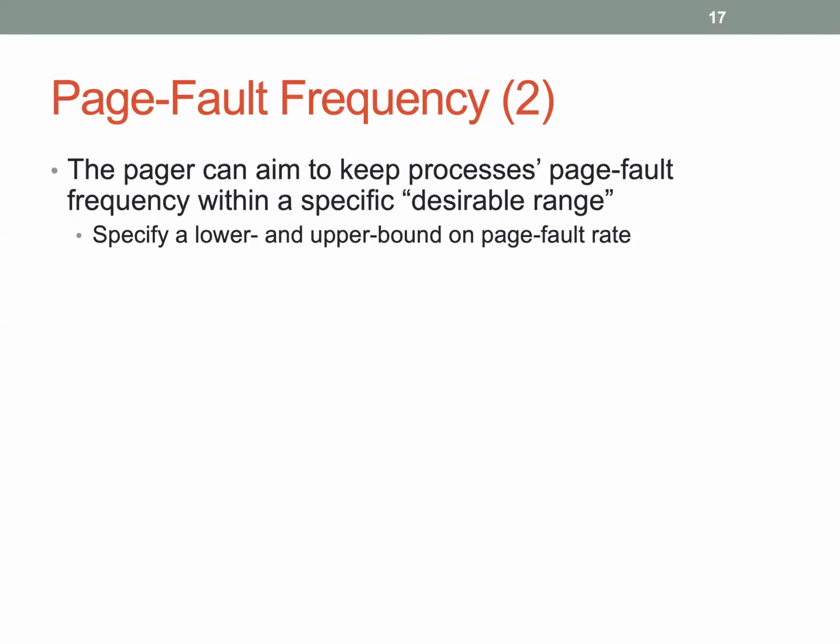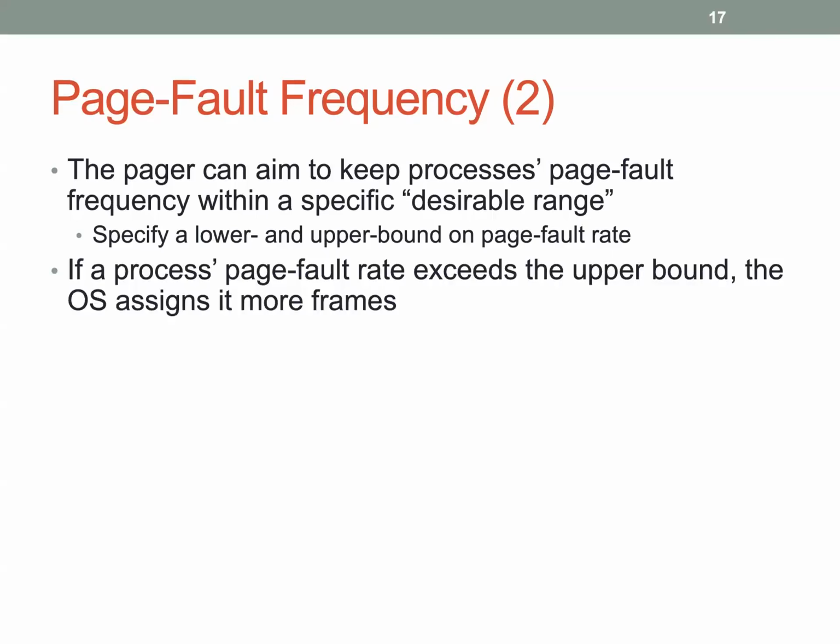You've probably never written a program that says those kinds of things to the operating system, but some OSs provide that kind of an API for the specific problem. So as I say on the slide, the pager can aim to keep process page fault frequency within a specific desirable range. So you have sort of a lower and upper bound that you try to get within that seems to yield good program performance. The CPU stays fully utilized. The IO system is reasonably well utilized without being overwhelmed.